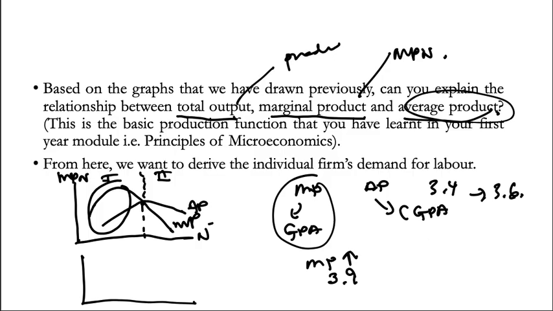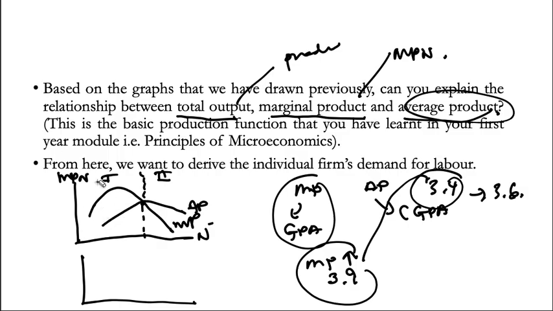So that's what happens in the first segment here, in which as long as your marginal product, as you can see here, is higher than your CGPA, you can see in the first segment, the curve here, let me erase the circle, this is marginal product, above the average product, isn't it. You can see 3.9, 3.4, then your average product, which is CGPA, will increase. And the contrast is in the second segment.